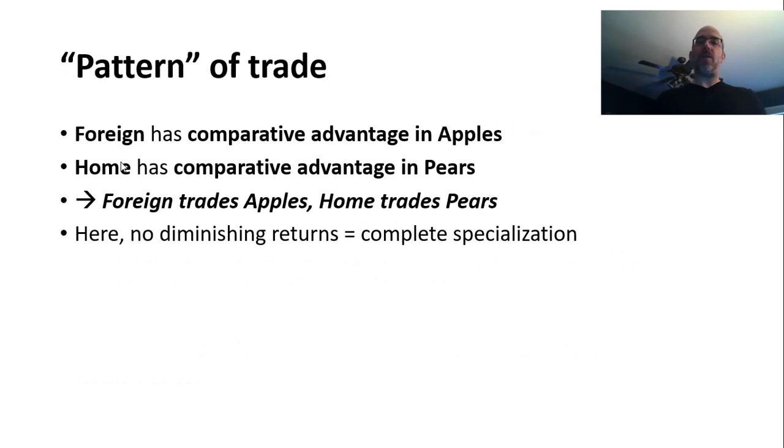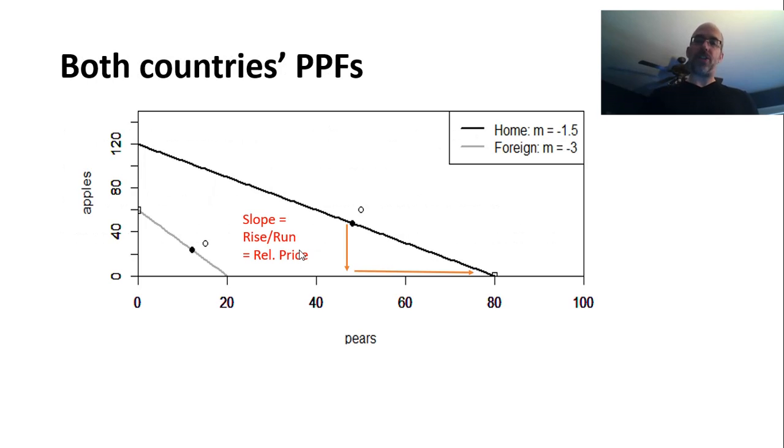All right, so now we know who makes what. Foreign is going to make apples and sell them. Home is going to make pears and sell them. Because there's no diminishing returns, they're going to make only the product they're best at. There's no reason to quit if it's always cheaper. The prices don't change, okay?